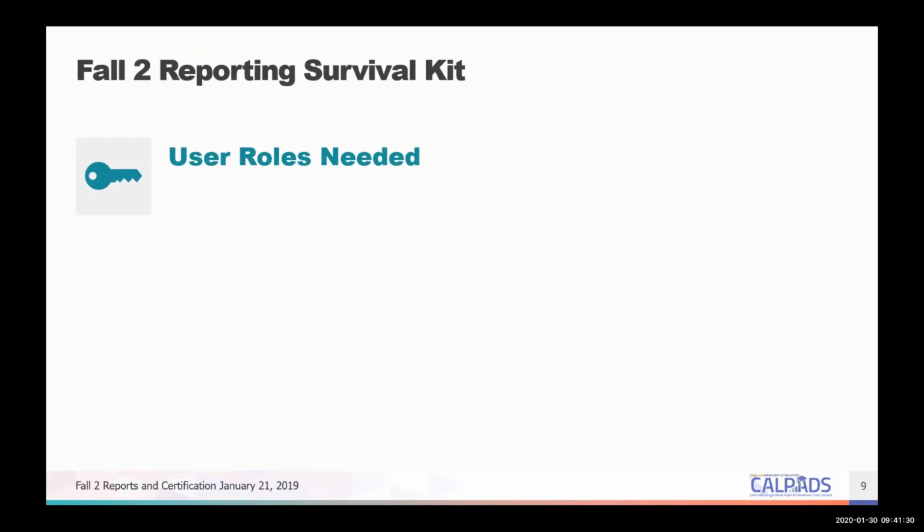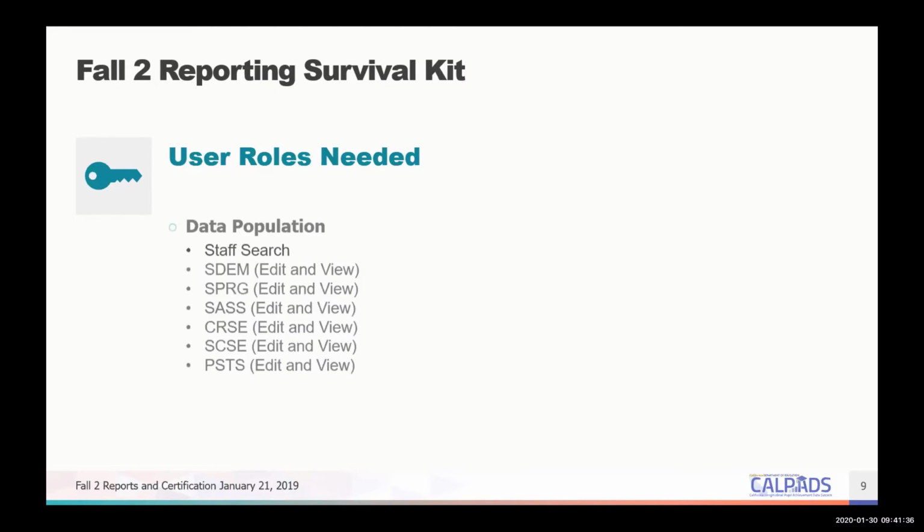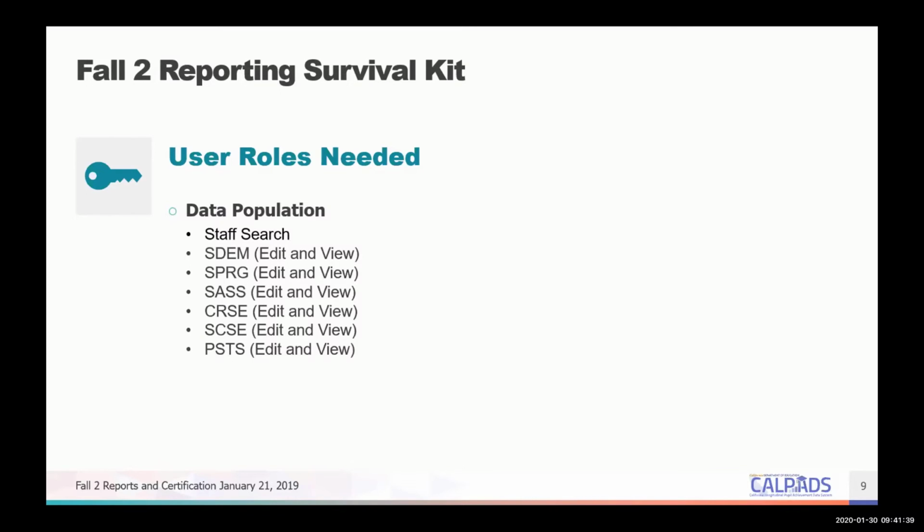So to successfully report data to CalPADS and also be able to certify, let's go back and revisit some of the basic requirements. So first of all, you need to have the roles added into your accounts. So when submitting data, you have to have all of these data population roles. You have your staff search to be able to search online in CalPADS, and then the specific edit and view roles for each of the file types that are required to be submitted in Fall 2. You also have to have the Fall 2 reports to be able to verify that all the data that you submitted is accounted for on the reports.